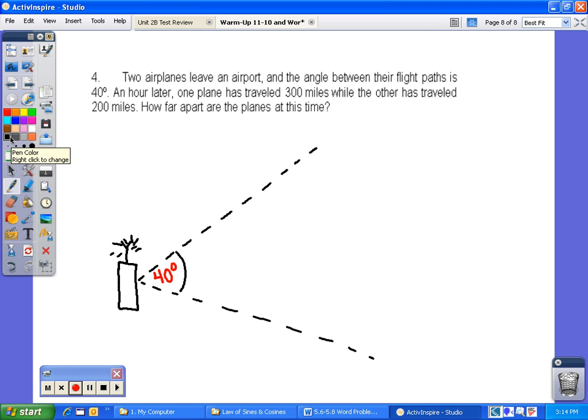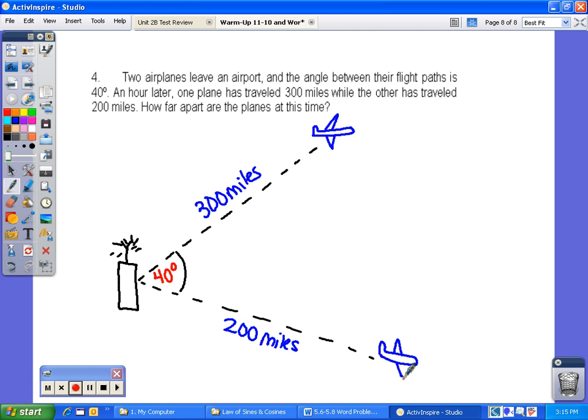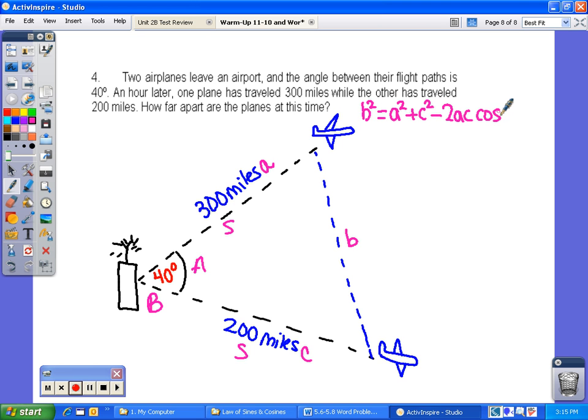One plane decides to go at 300 miles. And the other plane decides to go at 200 miles away. And now we want to know how far apart are both of these planes. So once again, we have SAS, which means we're going to use law of cosines. Now I'm going to switch it up, and I'm going to call this B, which means I'm solving for B, which means this can be A and this can be C. And I switched it up because we always keep using the same one, and I'm telling you, you don't have to stay with that. So B squared equals A squared plus C squared minus 2AC times the cosine of B.